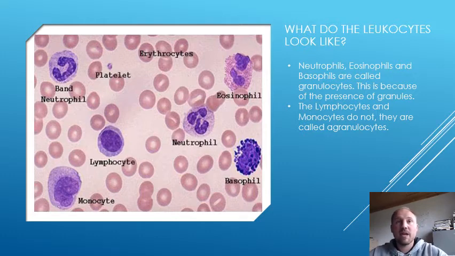And when you look under the microscope, you're going to see something similar to what you see in this picture. And you can see that there are erythrocytes, or red blood cells, and then there are also 3 types of granulocytes. The ones that have the presence of granules, you can see it's a little bit like sand, and those are the neutrophils, eosinophils, and the basophils. And then there's 2 that don't have those granules present, and those are the agranulocytes, and you can see those as lymphocytes and monocytes in this slide.